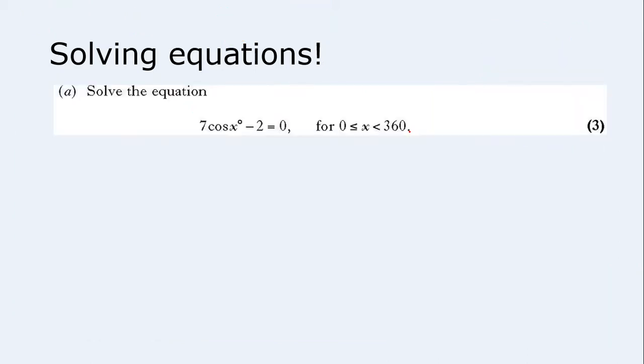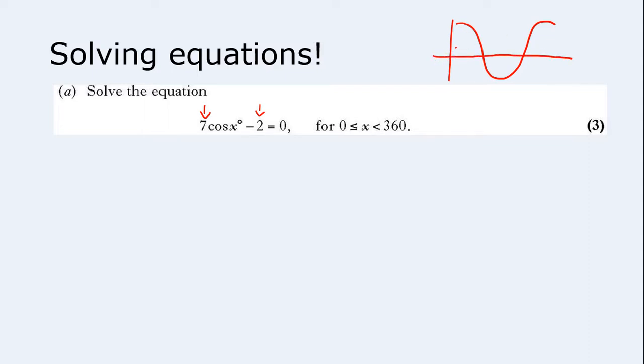Okay, let's have a look at a different question. So here's a question, 7 cos x minus 2. For a start, let's just think about this. This is the amplitude, okay? And this is the vertical translation, okay? So again, I've drawn a sort of cos graph here, okay? I'm going to draw the axes on.